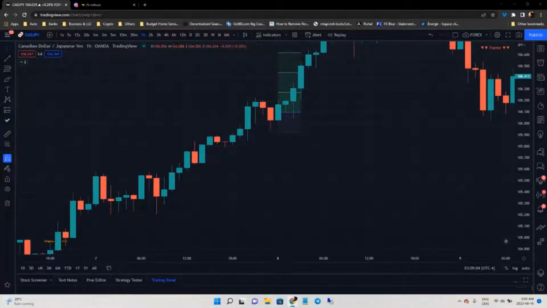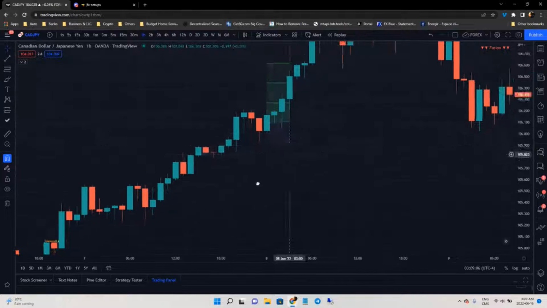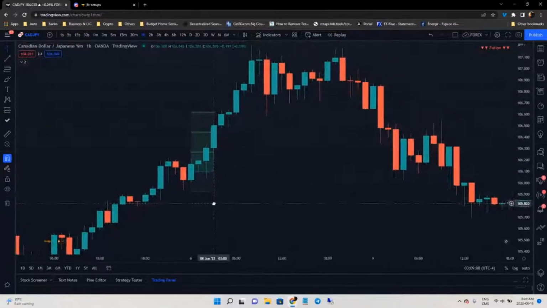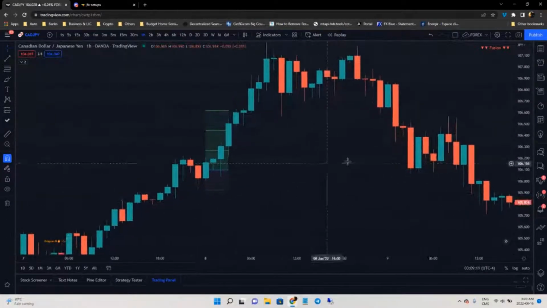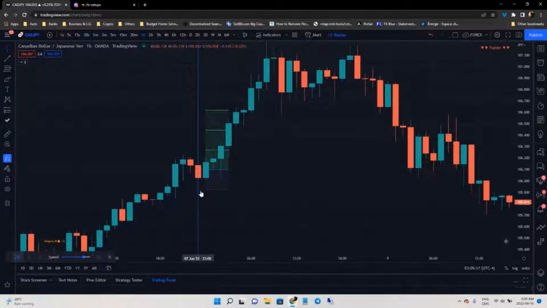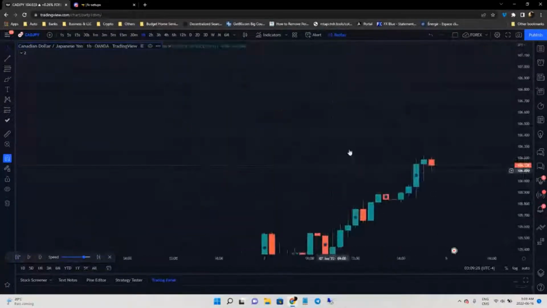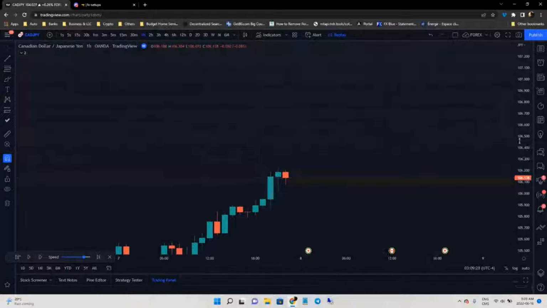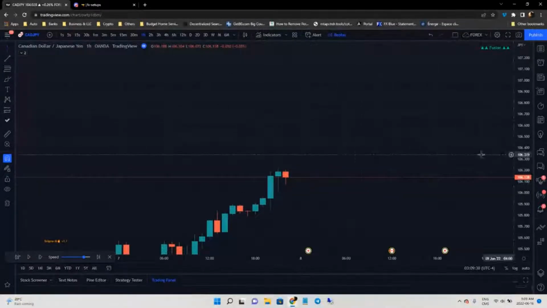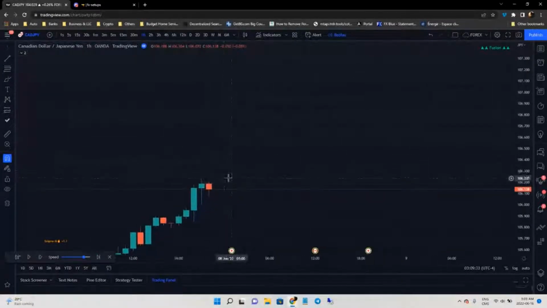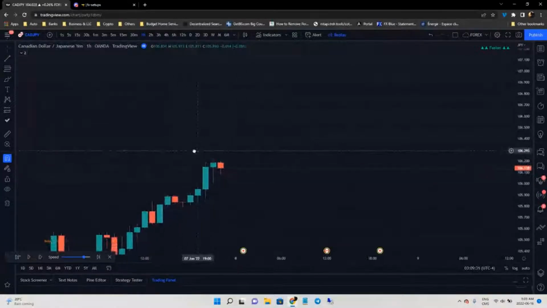AUDCHF. Okay, perfect. I'm just going to do a little replay on this chart, CADJPY, so everyone can see how the system works. And then we're going to look at AUDCHF. I'm just going to do a bar replay. That was last week's setup, but it's for educational purposes only this time.